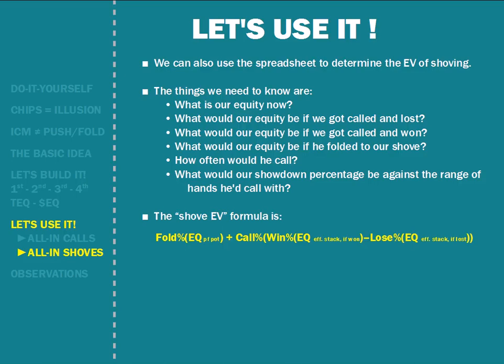Now, the shove EV formula from before, which we talked about in my previous video, is that either he's going to fold or call. When he folds, we win the equity boost we get from winning the pre-flop pot. When he calls, we're gambling. When we win the gamble, we win the equity boost from doubling up, or winning his stack. When we lose, we get the equity negative from losing our stack, the amount of the effective stack. And if the result is positive, it's a shove, and otherwise, it's a fold.